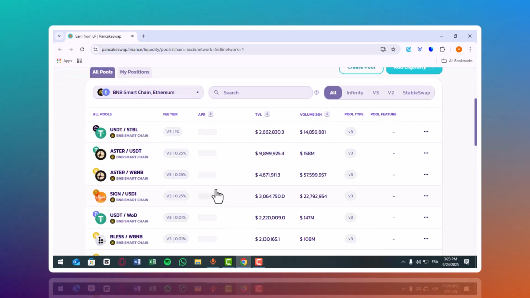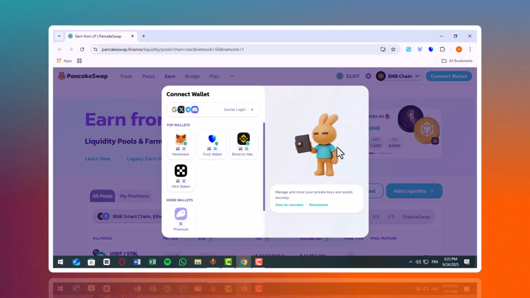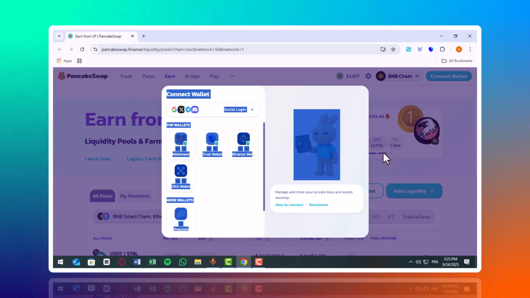Third, connect your Web3 wallet such as MetaMask or Trust Wallet. Make sure it's funded with tokens you'll be staking and enough native tokens for gas fees.